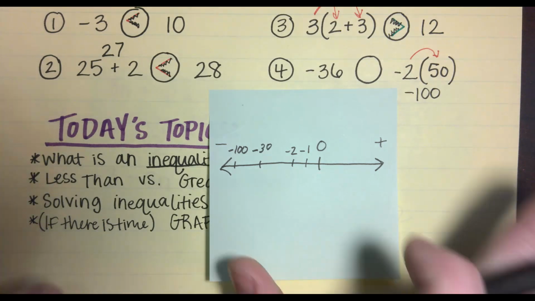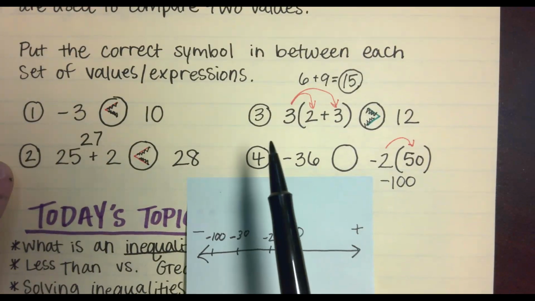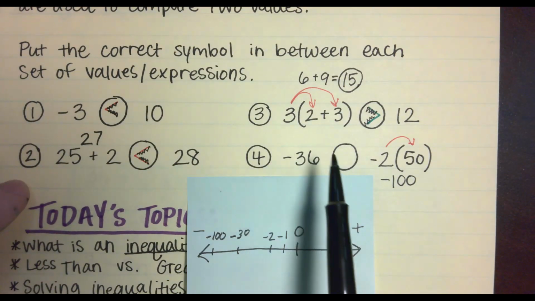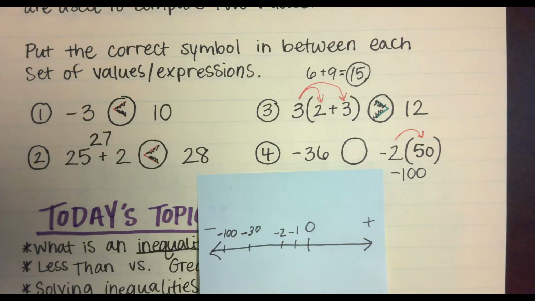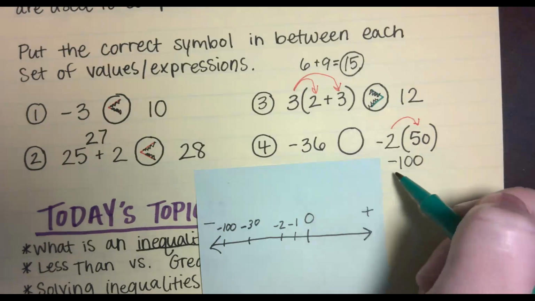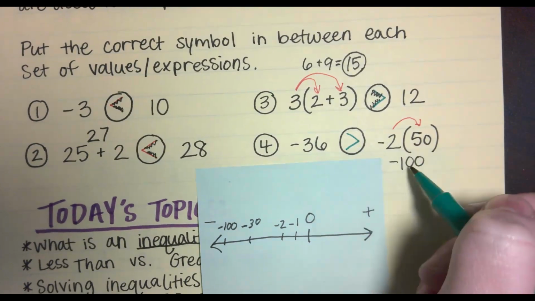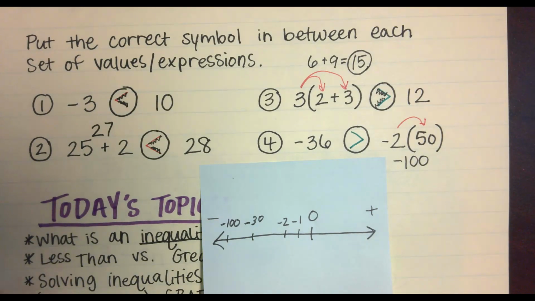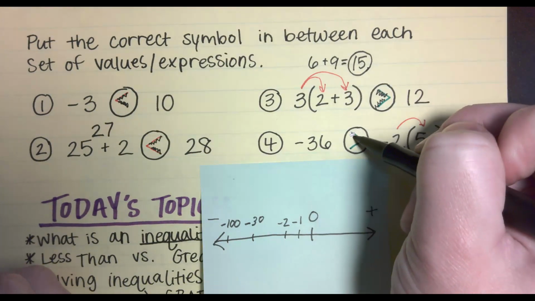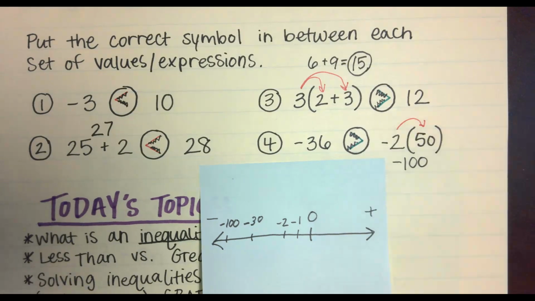So now let's think about number 4. I need to know negative 36 is what than negative 100? Greater. Good. Even though 100 looks like a bigger number, because it's negative, it's actually less. So negative 36 is greater than negative 100. Okay, good job, guys. Do we have any questions about any of that?